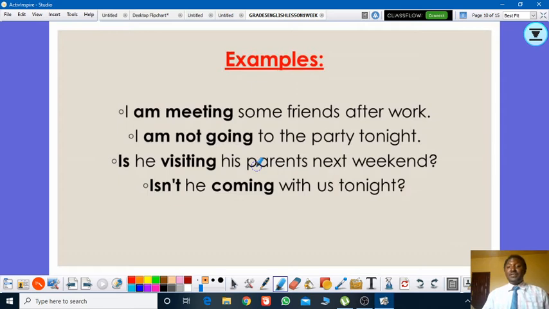I am meeting some friends after work. So that is an action that has not taken place, but it is planned in the near future. I am not going to the party tonight. Is he visiting his parents next weekend? Isn't he coming with us tonight? So you can see all these actions have not yet taken place, but they are planned to take place in the near future.